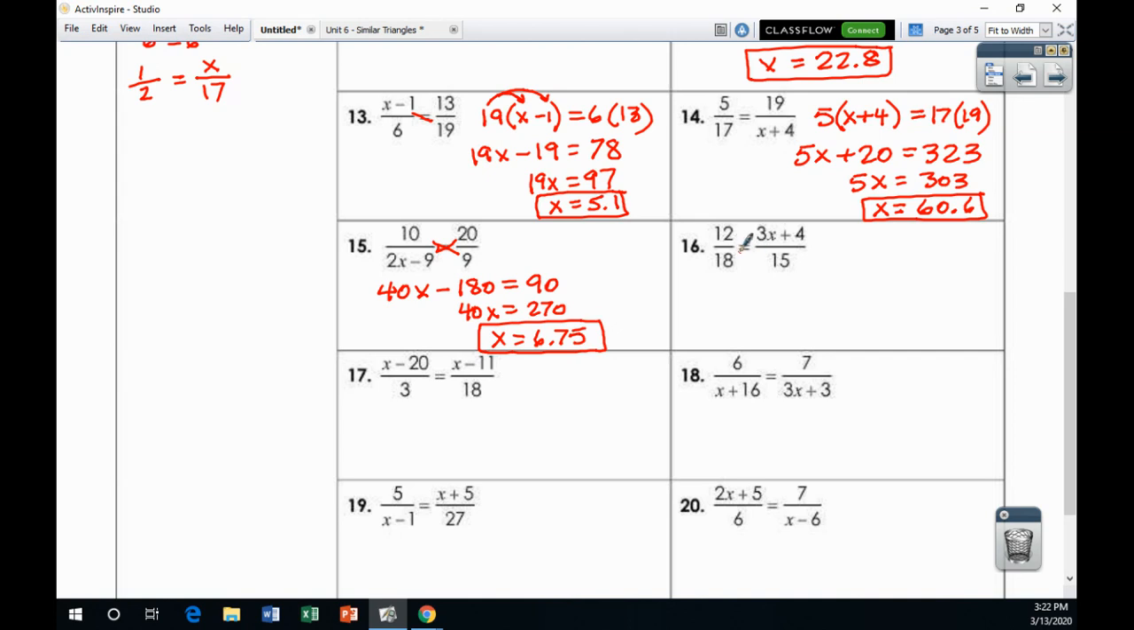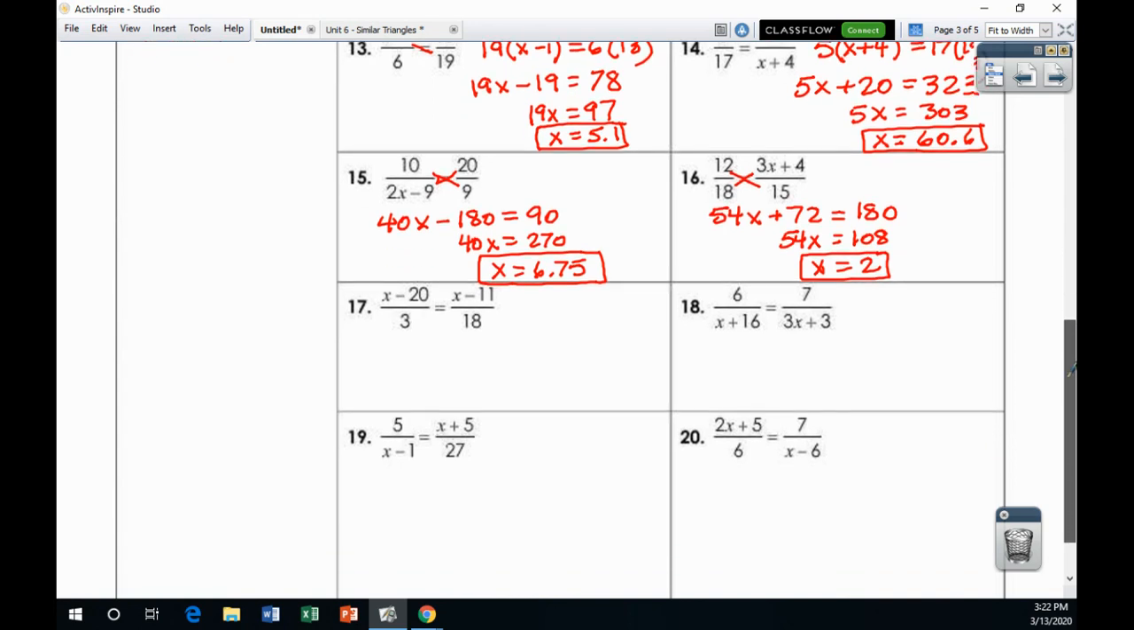16, cross multiply here. All right. So I'm going to say 18 times 3x. So 18 times 3 is 54x, plus, and then 18 times 4 is 72. And then 12 times 15 is going to be 180. So definitely calculators are helpful right here. So that's 54x is equal to 108. And this one does come out to be a whole number. X is equal to 2.